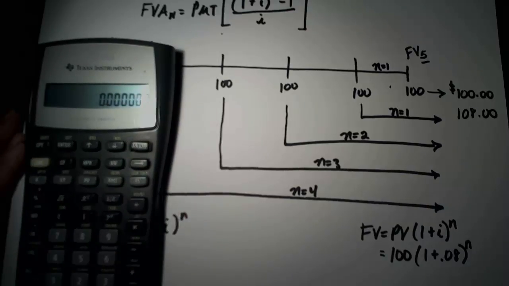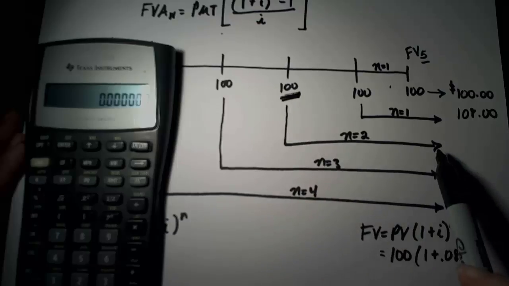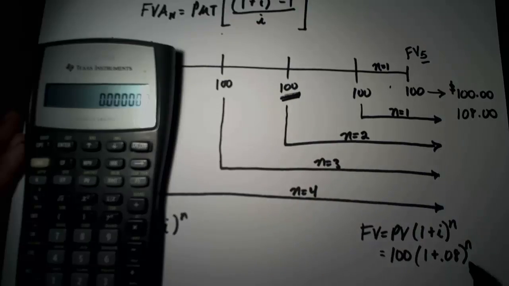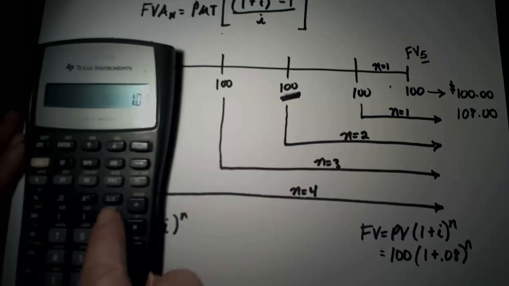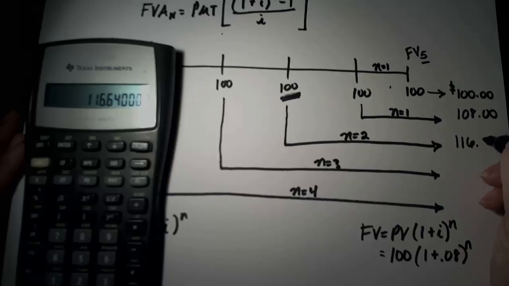Then we have this $100 that's going to be invested for 2 periods. So again, we're going to refer back to our formula here. It's going to be 1.08 y to the x, 2 y to the x, equals, times 100. And that's going to give this line a value of $116.64.